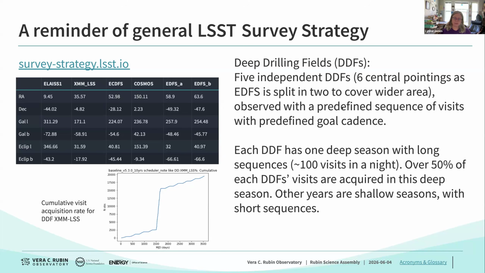And over 50% of the DDF's visits are acquired in the deep season. And then the other years are all shallow seasons with short sequences. So this is a change that was introduced at v5.0, and we call this deep drilling strategy the ocean strategy. So it's like that because it's deep and shallow. It is essentially kind of like a rolling cadence in the deep drilling fields, but very extreme.